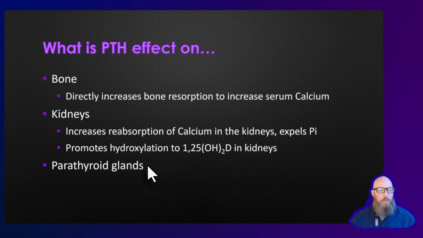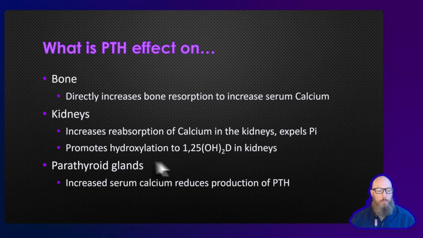What about in the parathyroid glands? Well, there's a self-inhibitory method, and that's through calcium levels. As PTH increases those calcium levels in the blood, those calcium levels in turn are going to reduce the production of PTH in the glands.